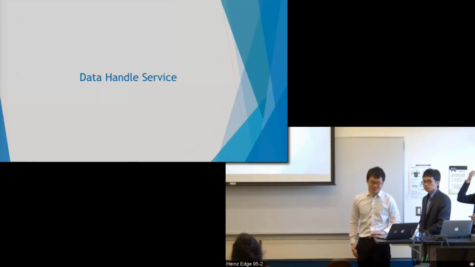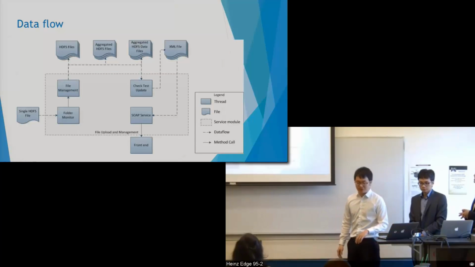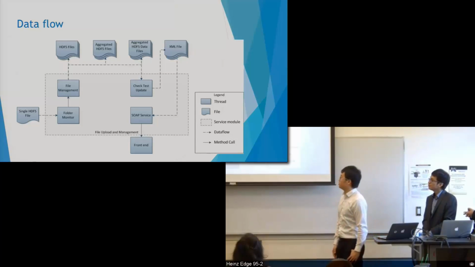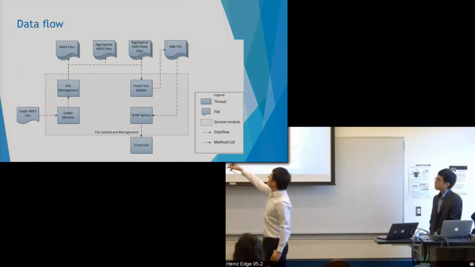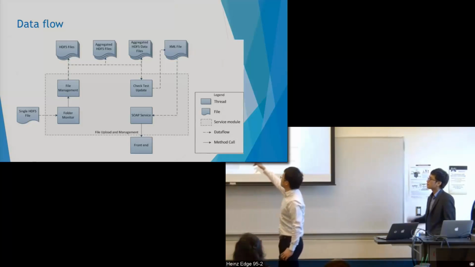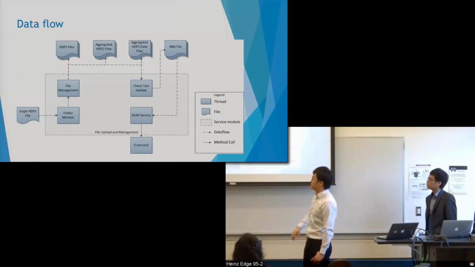Okay. So this picture basically shows our backend model. It can be divided into 3 parts. The folder monitor and file management is one part, another is check test update, and the third one is the SOAP service. These 3 parts are driven by different events, and they run in parallel.